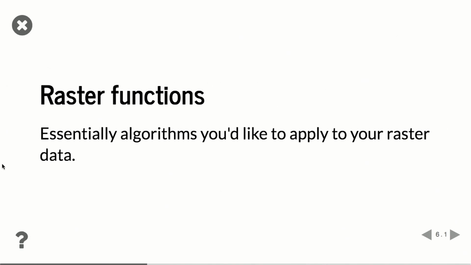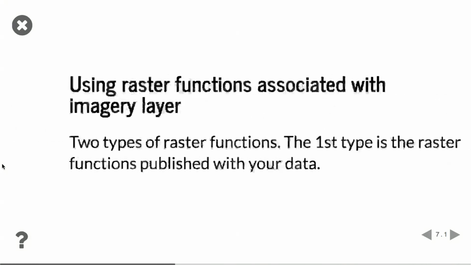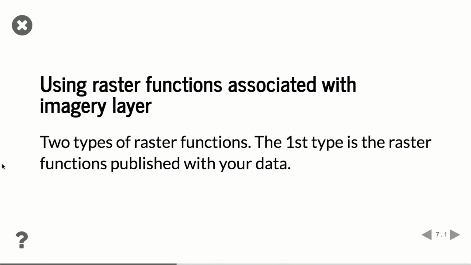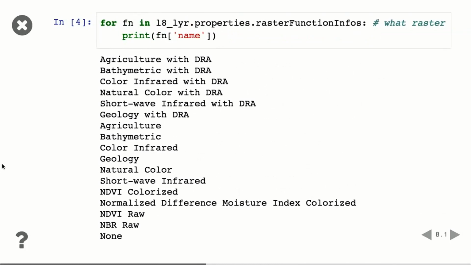And now let's talk about the raster functions. Raster functions might seem a little bit mysterious to you at the beginning, but they're essentially just algorithms you like to apply to your raster data. And there are two types of raster functions. The first type is the functions that you publish with your data. In other words, when you publish your data, you can choose to bundle a few algorithms with it. Let's take a look at what this Landsat layer has.